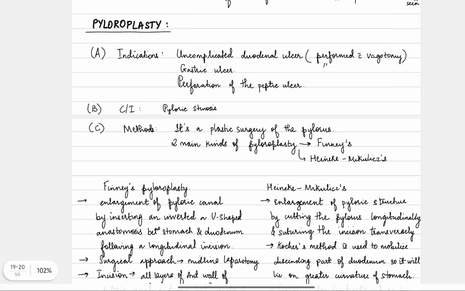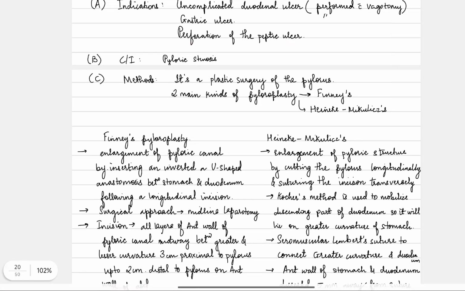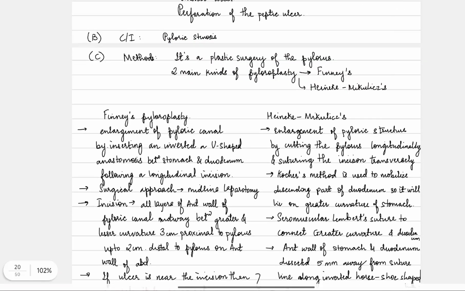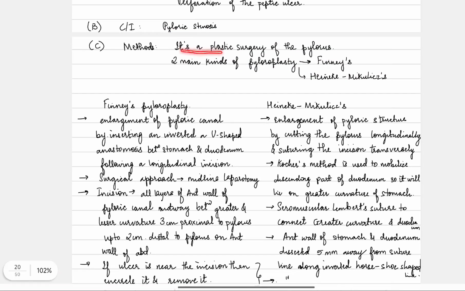Pyloroplasty. Indication is uncomplicated duodenal ulcer which is performed with vagotomy. Gastric ulcer, perforation of the peptic ulcer. Contraindication is pyloric stenosis. It is a plastic surgery of the pylorus. There are two main kinds of pyloroplasty: Finney's and Heineke-Mikulicz.